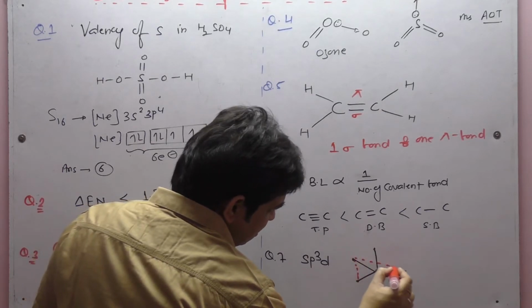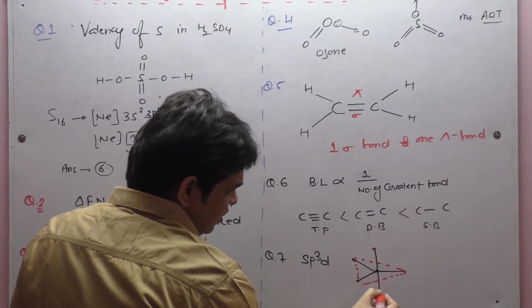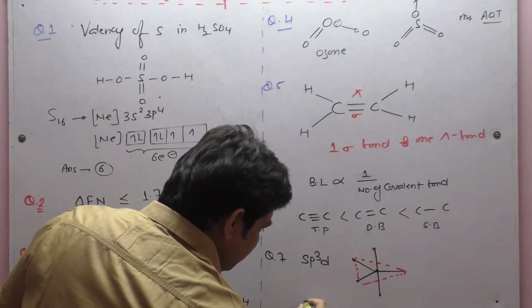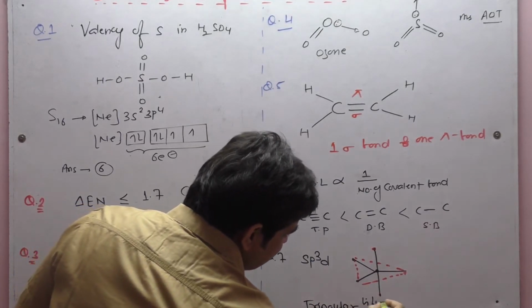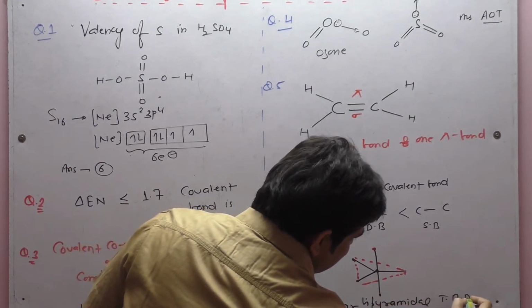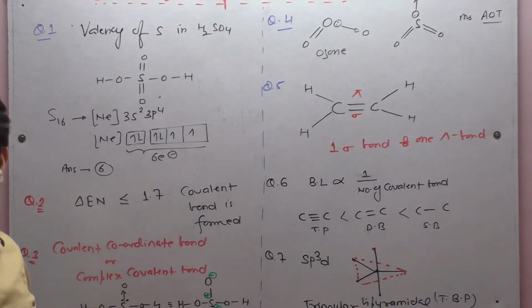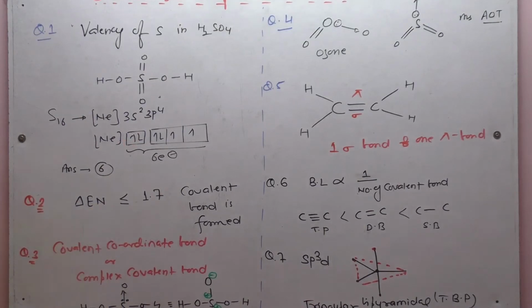Here you can see this is a triangle, and one bond is there, one is there. This is called triangular bipyramidal. So the structure will be triangular bipyramidal. In short form we can say TBP. This is question number 7. Okay, so this is all about questions 1, 2, 3, 4, 5, 6, 7.